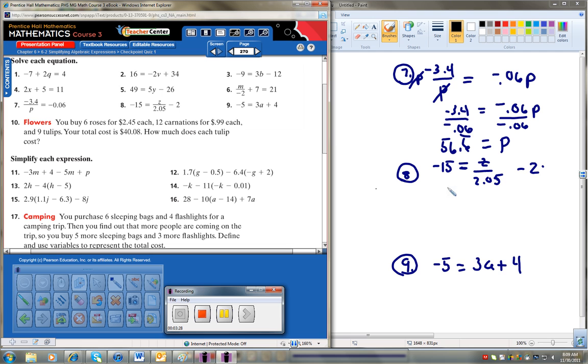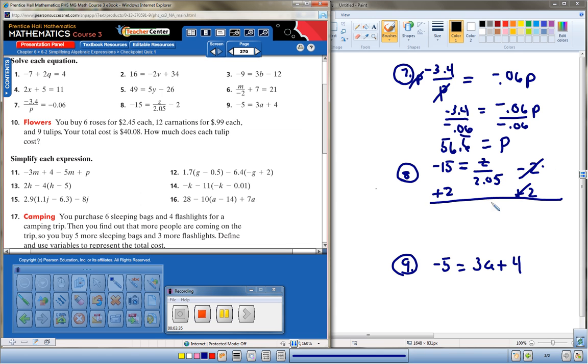Number 8. First thing I'm going to do is add 2 to both sides. And that gives me z over 2.05 equaling negative 15 plus 2, which is negative 13. I'll multiply both sides by 2.05 to undo the division on that side. When I do that, I'm going to get z left over here. And negative 13 times 2.05, is it negative 26.65?